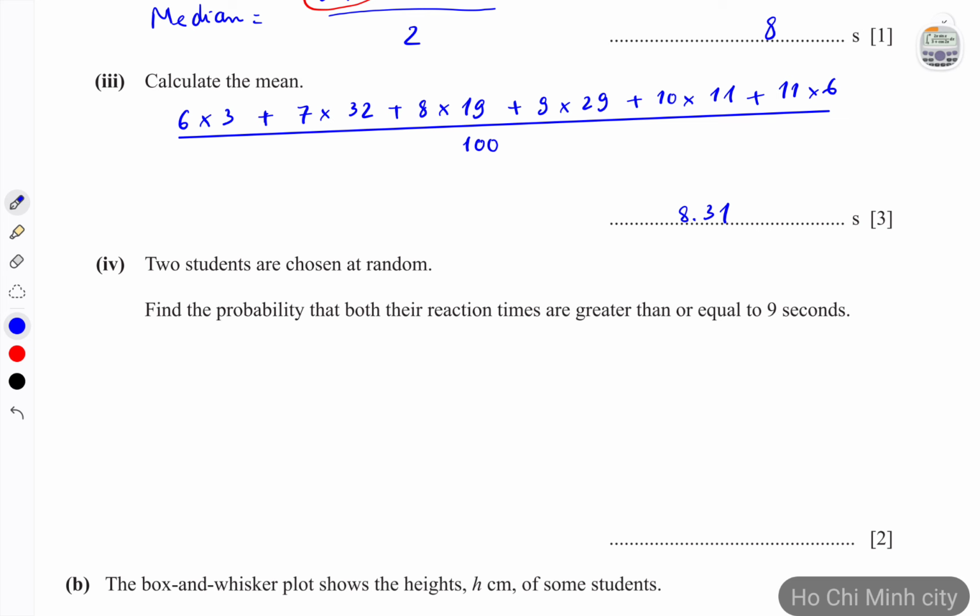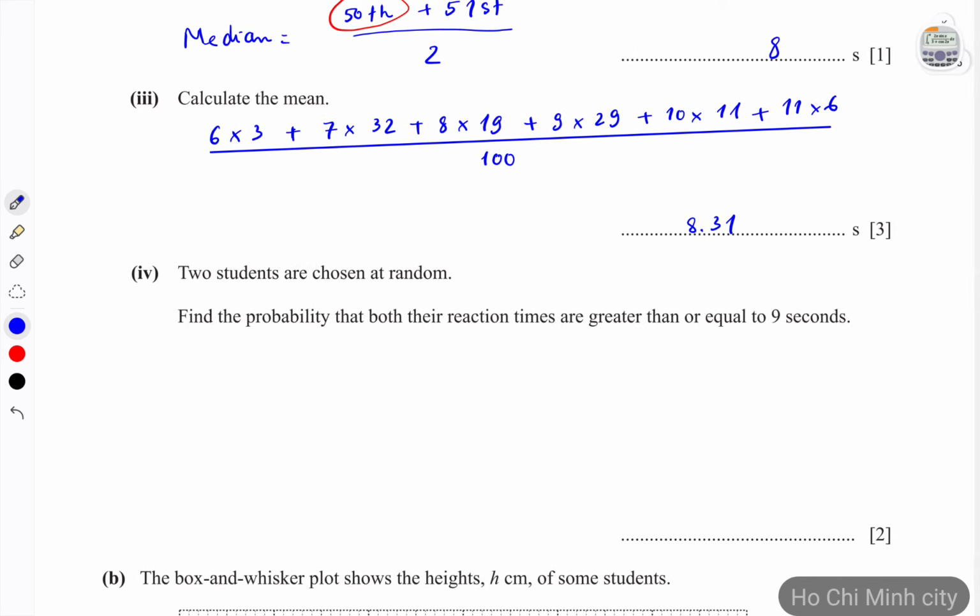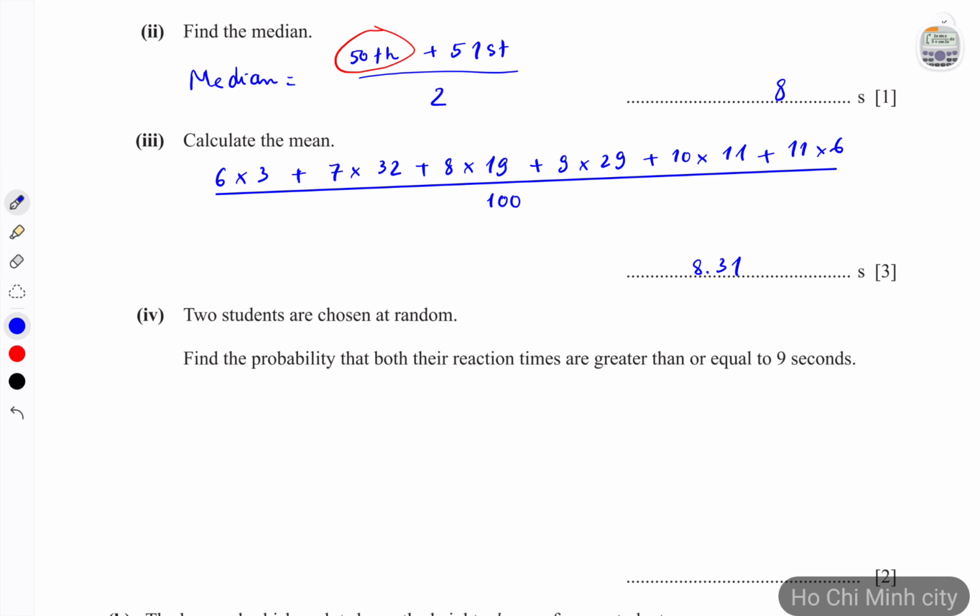The next one, 2 students are chosen at random. Find the probability that both of their reaction times are greater than or equal to 9 seconds. All right, so there are 100 students, right? So the total number of cases that can happen is 100 C 2. So we will put this value into the denominator.